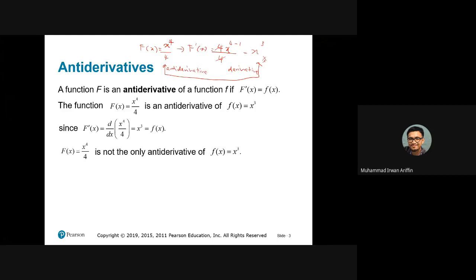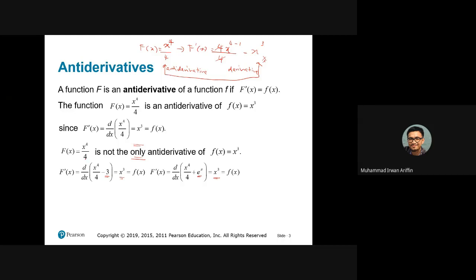However, the opposite is not true, because x to the power of 4 divided by 4 is not the only antiderivative of x to the power of 3. Why? Because if we have x to the power of 4 over 4 minus 3 and differentiate it, we will also get x to the power of 3, as well as x to the power of 4 over 4 plus e to the power of pi. Because this is a constant, when we differentiate it with respect to x, we get 0. So we all get x to the power of 3 as the derivative.